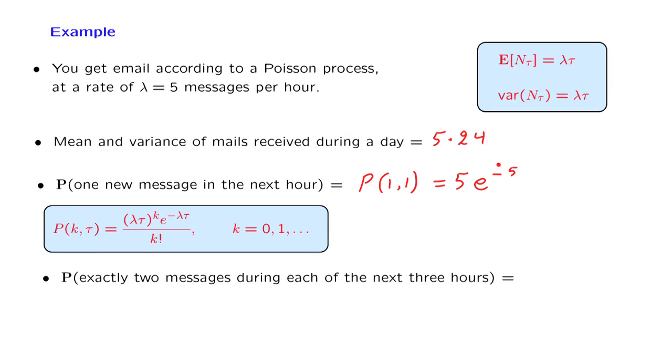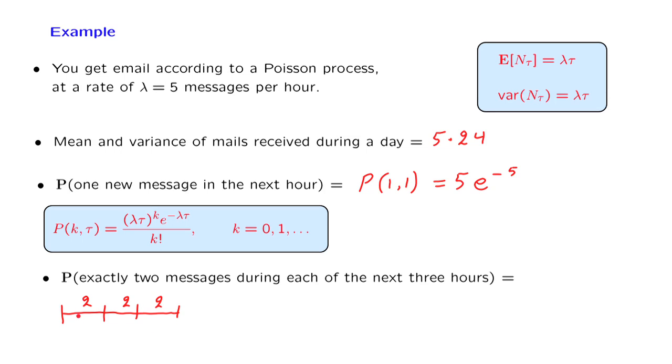Finally, what is the probability that during each of the next 3 hours you obtain 2 messages? So this is an event which is actually the intersection of 3 events. The event of 2 messages in this hour, 2 messages in this hour, and 2 messages in that hour. For the Poisson process, we have assumed that different time intervals are independent of each other, so what we need to do is to multiply the probability of 2 messages in this hour with the probability of 2 messages in that hour and the probability of 2 messages in that hour.